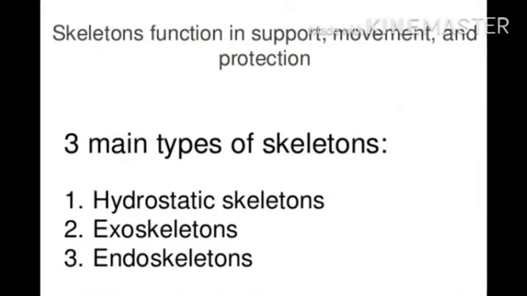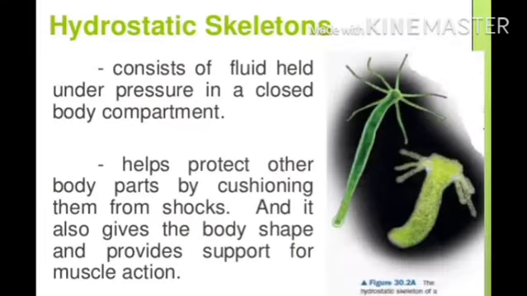Now the skeleton system: the skeleton functions in support, movement and protection. The three main types of skeletons are hydrostatic skeleton, exoskeleton, endoskeleton. Hydrostatic skeleton consists of fluid held under pressure in a closed body compartment. It helps protect other body parts by cushioning them from shocks, and it also gives the body shape and provides support for the muscles' action.